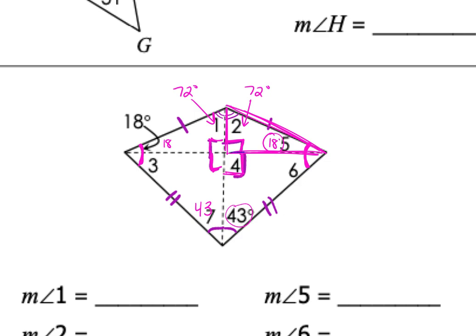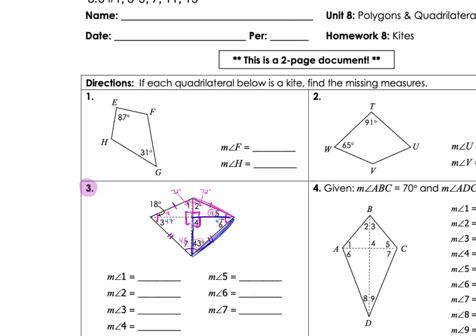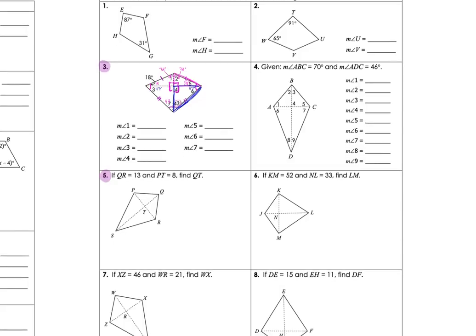Now look at this triangle. 90, 43, and angle 6 have to add up to 180. What is that? 47. So that would make this one 47 also. Okay. So that's how the angles of a kite work out.